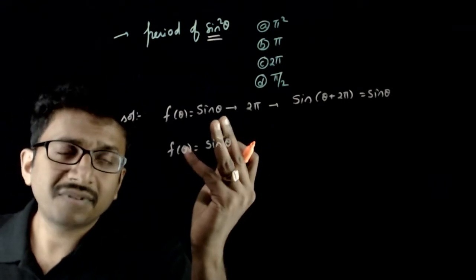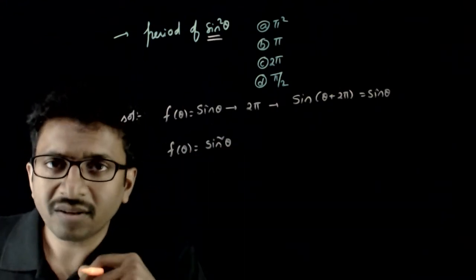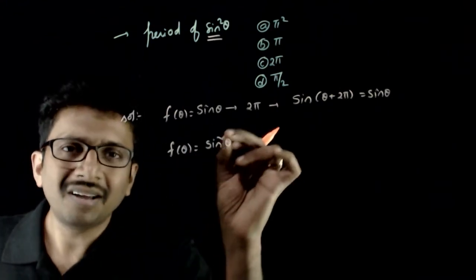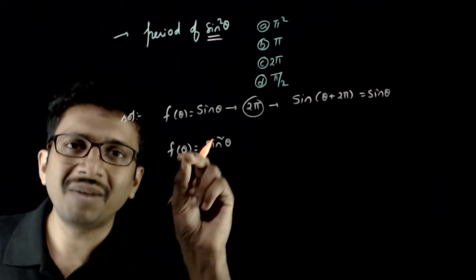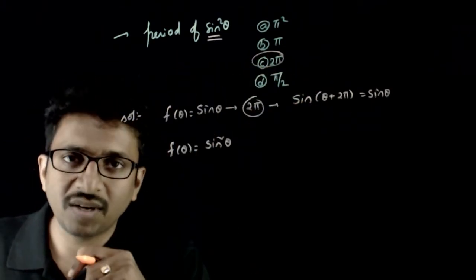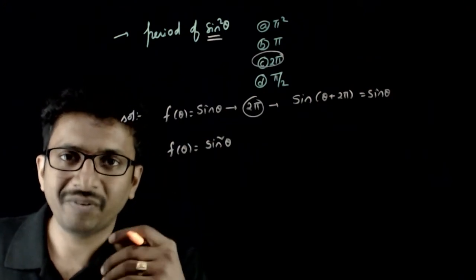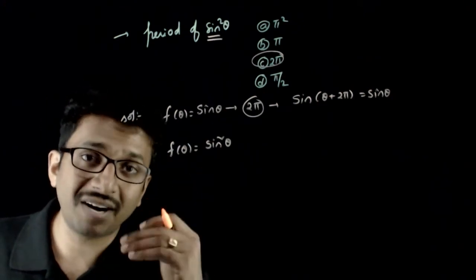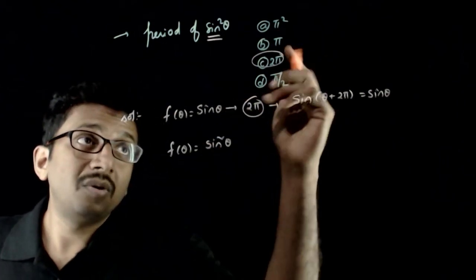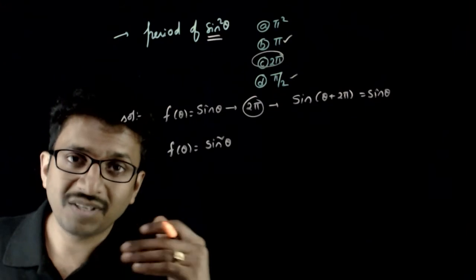Now, obviously, if sine theta has a period of 2 pi, sine square theta should also have a period of 2 pi. But the question is whether the value 2 pi is the fundamental period or not. So 2 pi is always a period of this sine square theta. But is there a smaller period than 2 pi? We know that the smallest value of T is the fundamental period. So we can have pi or pi by 2 as the answer also. So we just need to check.